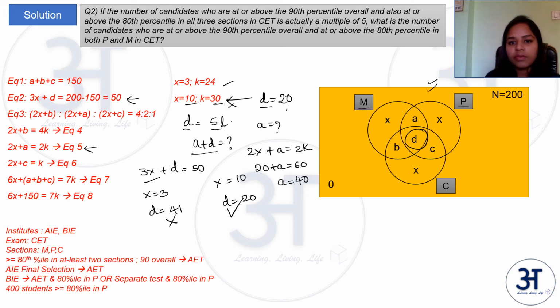So we have d equal to 20, a equal to 40. What is a plus d? 40 plus 20, that is 60. So the answer to this is 60. So whatever we are getting here, let us put it in the same row as x is equal to 10, and let's move to question number 3.